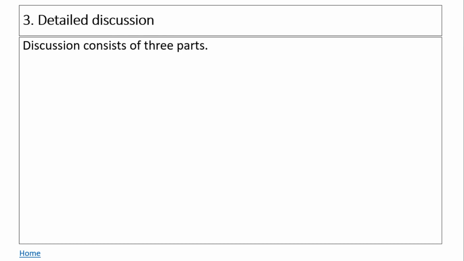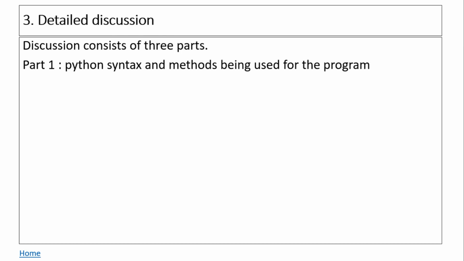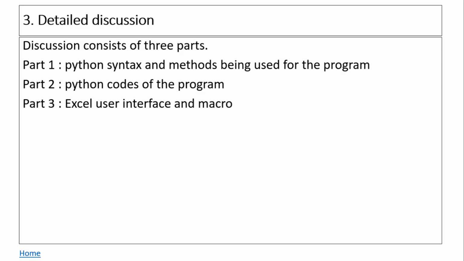We have 3 parts for details. Part 1 is focused on Python syntax and methods used for the Gantt chart program. If you are familiar with Python, you may proceed to Part 2 directly and come back as deemed necessary. Part 2 presents the Python code of the program, step by step. Part 3 is about the user interface and macro in Excel to run the Python program.